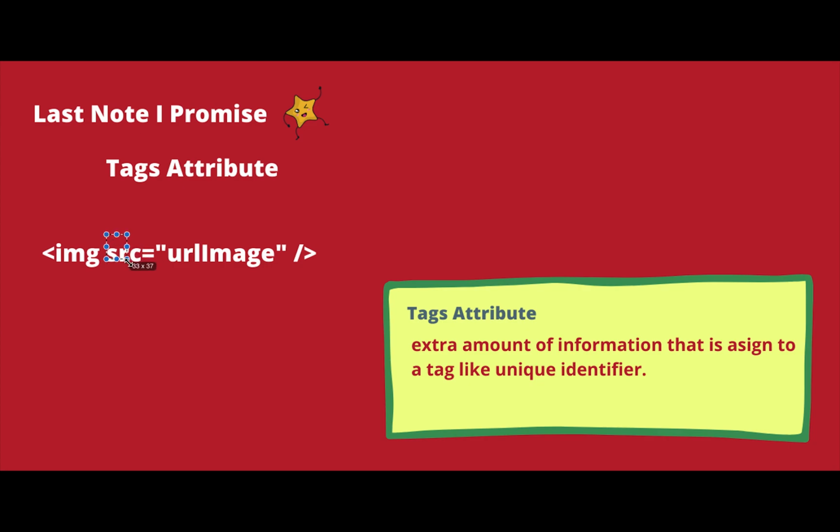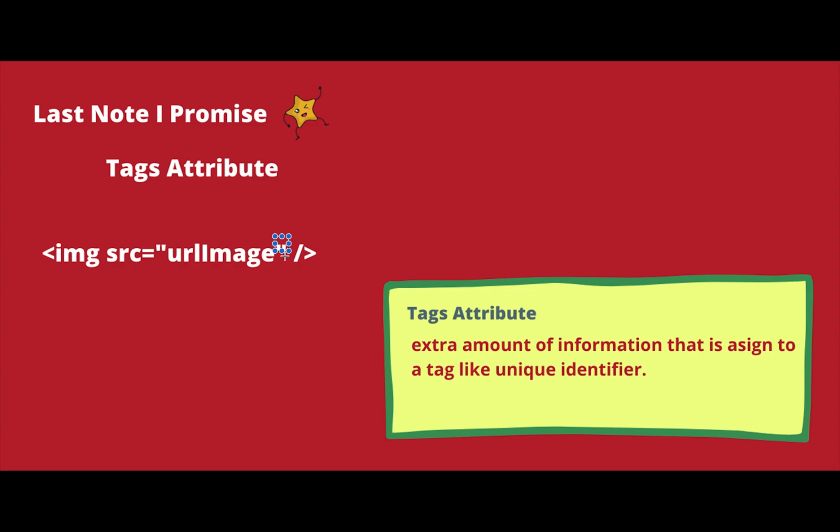We can use the source attribute, or the src, to tell our image which image to show, right? So these are the extra information that I'm talking about. And when you are dealing with any attribute, first of all you have to give it the attribute name, in this case source. Then you type the equal sign, and then between the double quotes you have to give it your value. This is something that you have to really imitate.